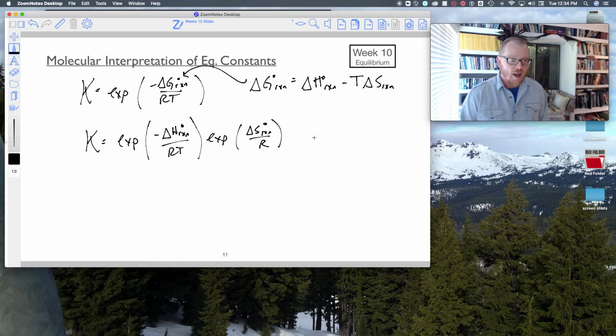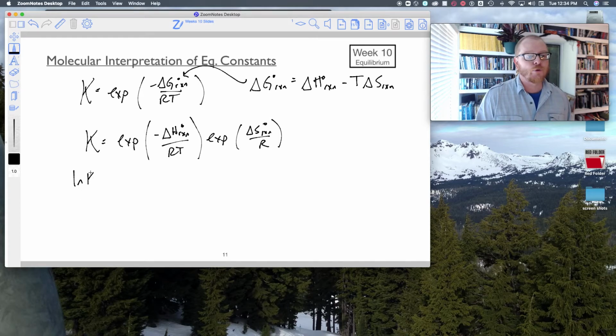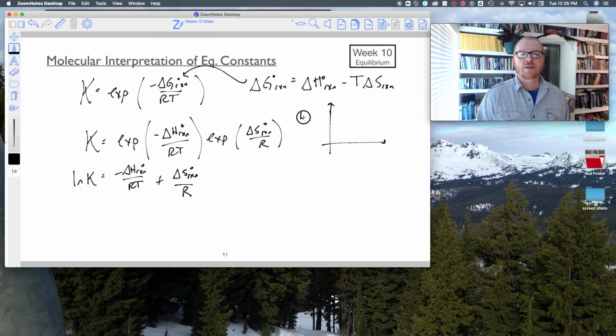All right? And so now what we can get out of this actually through graphical analysis: if I take the natural log of both sides, then I get the natural log of K is equal to negative delta H of reaction divided by RT, plus delta S of reaction divided by R. And of course, if I were to do a graph of the natural log of K versus 1 over T, this would actually help me establish if a reaction is endothermic or exothermic, okay?